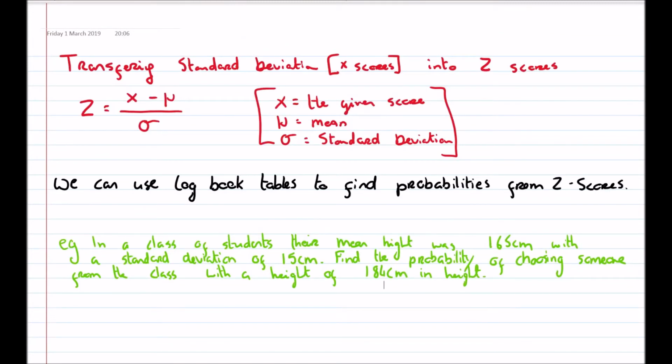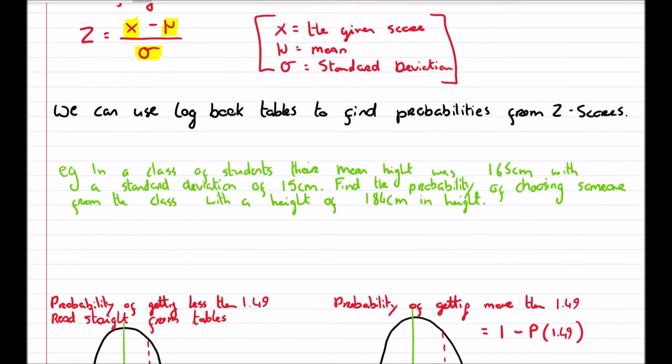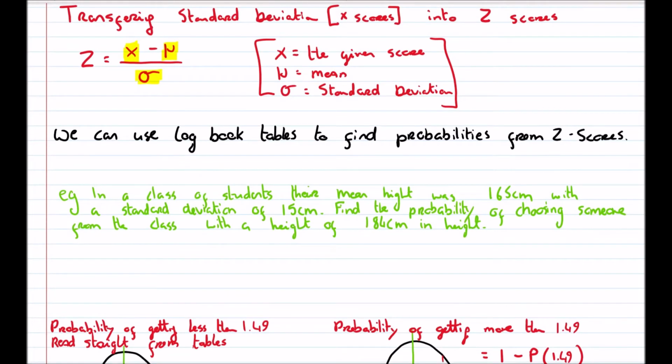How do we get a z-score though? Okay, so we have our mean, and we take that away from our given score, and this will make more sense when actually doing it, and then we divide it all by our standard deviation. Right, and then we use, of course, our log tables to find the probabilities of z-scores. Okay, let's have a look at this question in green. So it says, in a class of students, their mean height was 165 with a standard deviation of 15.